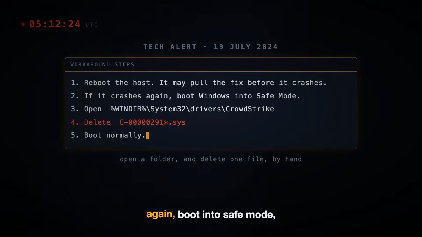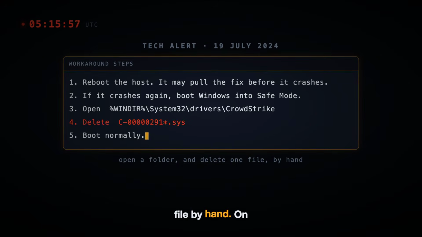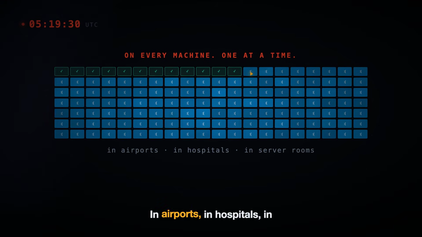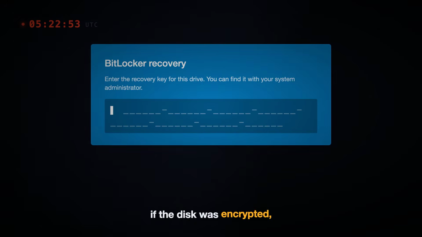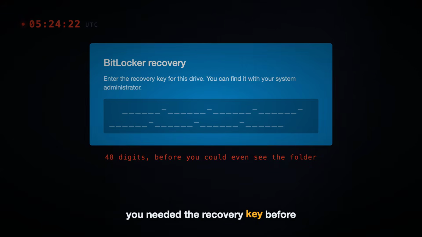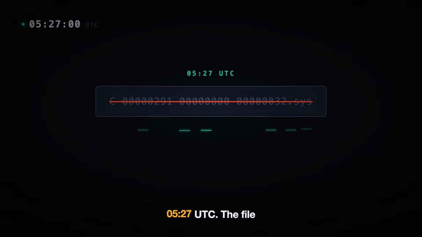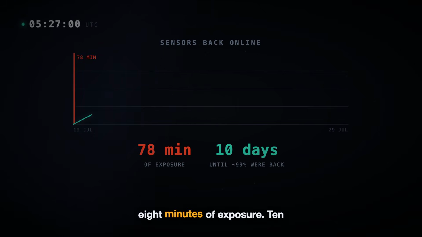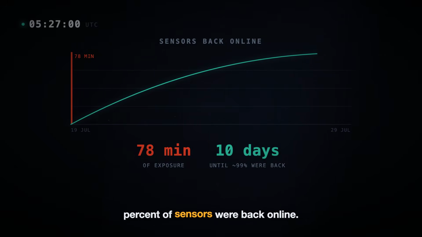If it crashes again, boot into safe mode, open a folder and delete one file by hand. On every machine, one at a time, in airports, in hospitals, in server rooms. And if the disk was encrypted, you needed the recovery key before you could even see the folder. 0527 UTC, the file is pulled. 78 minutes of exposure, 10 days until roughly 99% of sensors were back online.